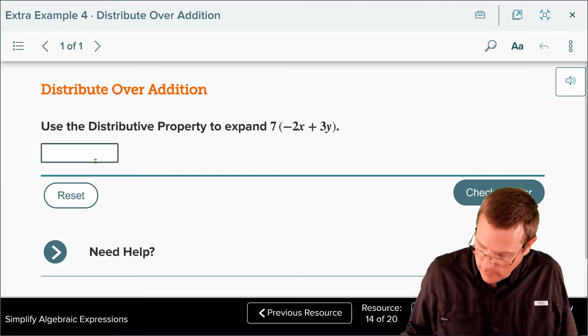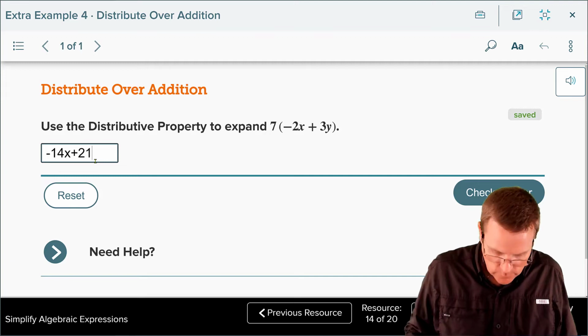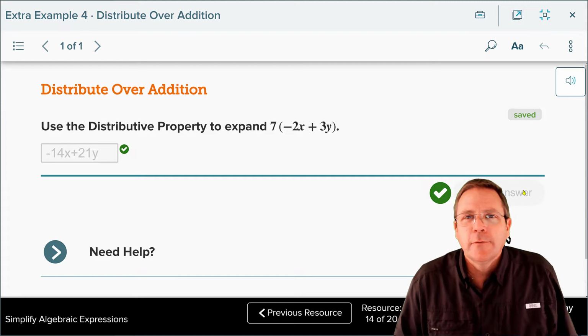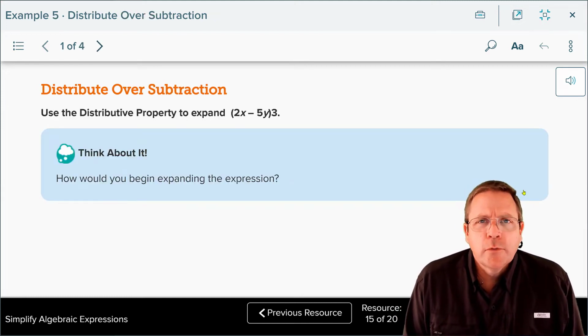Come back over here, negative 14x plus 21y. I think that's the answer I came up with. Yep, it checks. Must be the right answer. But what if we had subtraction? Would it work the same way?